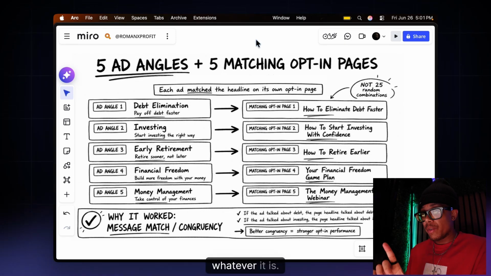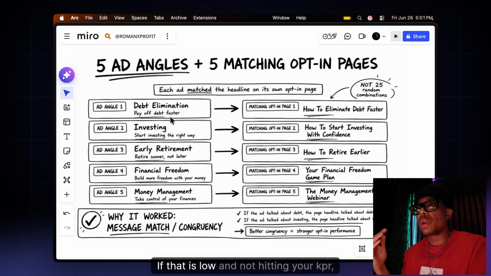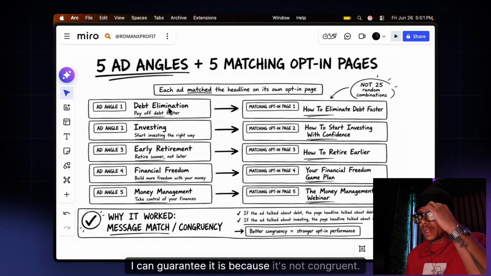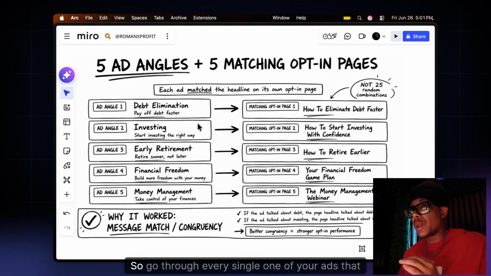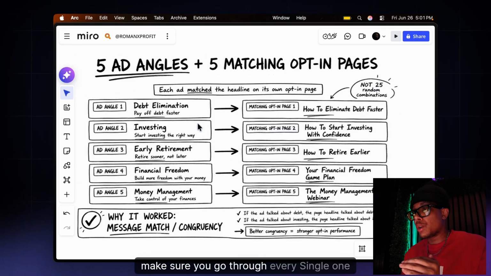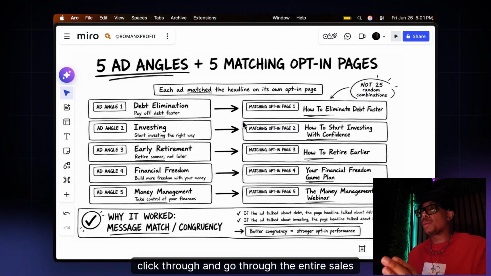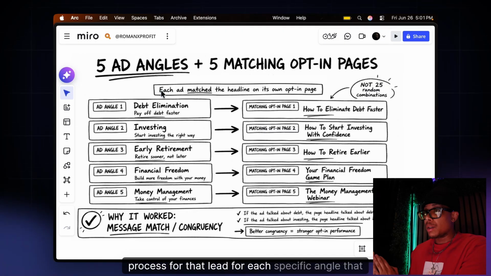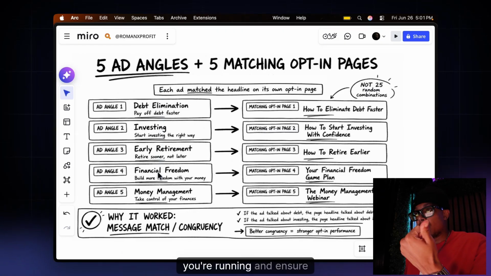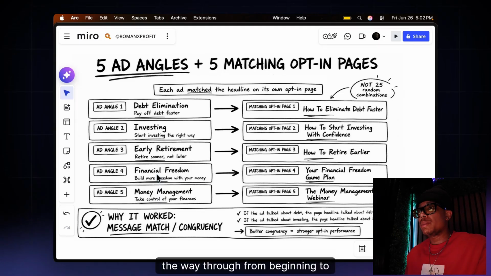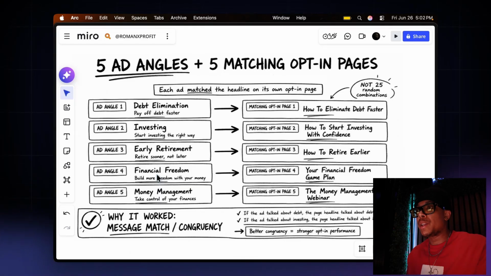So go through every single one of your ads that you're running, or before you run them, make sure you go through every single one, click through and go through the entire sales process for that lead, for each specific angle that you're running, and ensure that each angle is congruent and follows all the way through from beginning to end. So again, make sure the ad matches up to the sales page, matches up to the product, matches up to whatever's being presented. The sales page matches all the emails, automations, reminders.